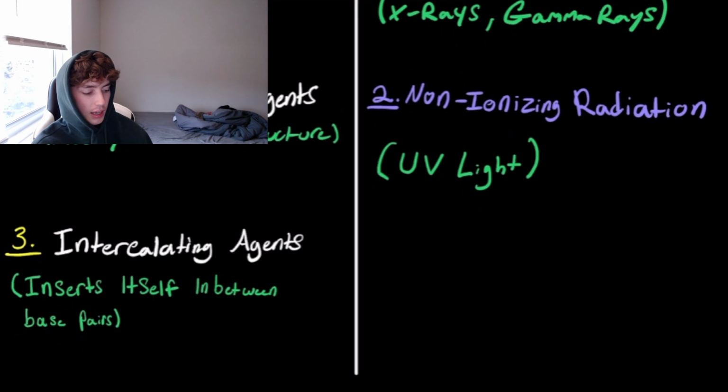Intercalating agents are anything that will insert themselves in between base pairs. This will ultimately lead to a frameshift mutation, because if you insert or add something to a 3-sequence codon, if you just add one of them in there, that will definitely lead to a frameshift mutation.